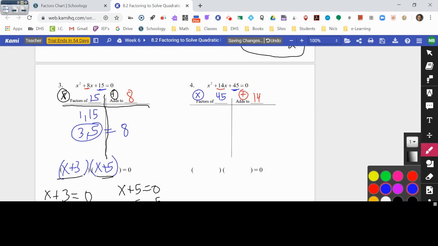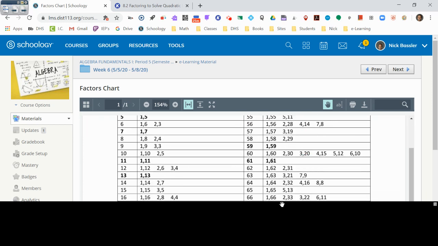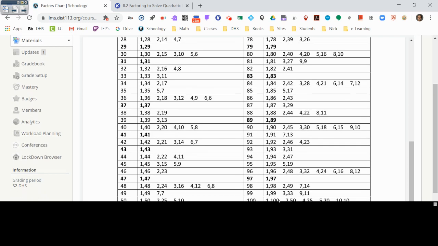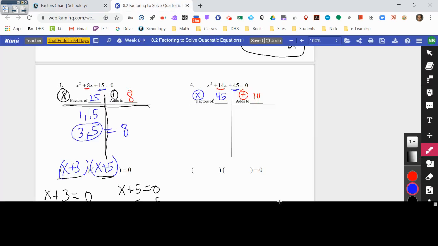All right, so I'm going to list out those factors of 45. Again, I'm going to look at my factors chart here. 45 is going to be down here at the bottom. So 1 and 45, 3 and 15, and 5 and 9. Again, this is all positive, so all these factors are just going to be positive.